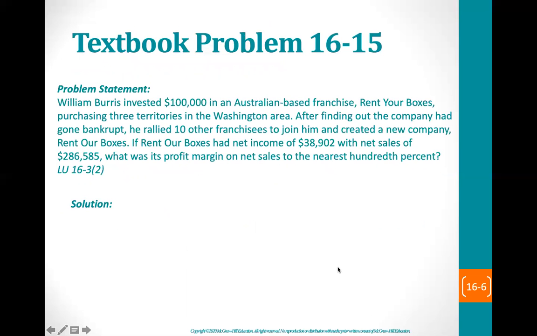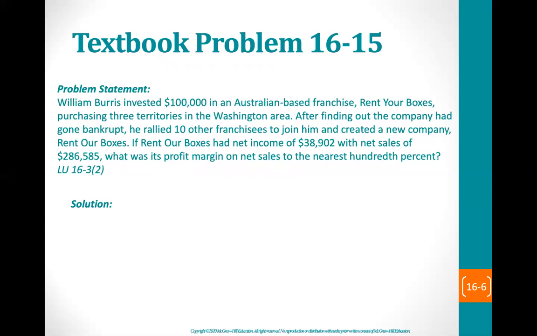So let's look at an example. William Burst invested $100,000 in an Australian-based franchise, Rent Your Boxes, purchasing 3 territories in the Washington area. After finding out the company had gone bankrupt, he rallied 10 other franchisees to join him and created a new company, Rent Our Boxes. If Rent Our Boxes had net income of $38,902 with net sales of $286,585, what was the profit margin on net sales to the nearest 100%?